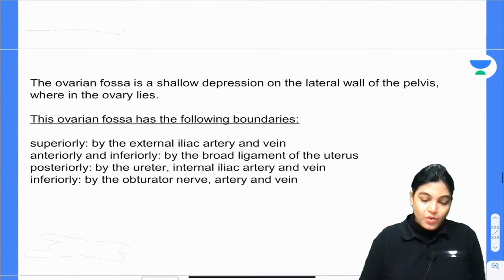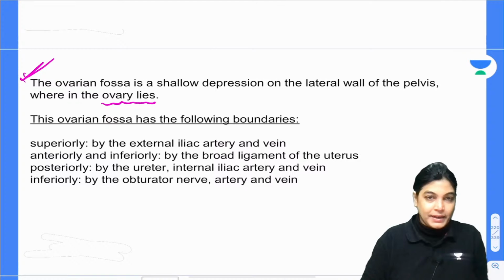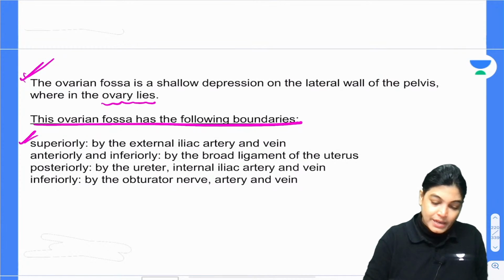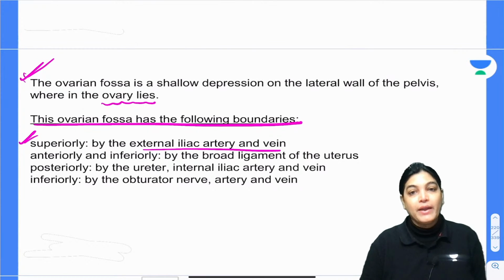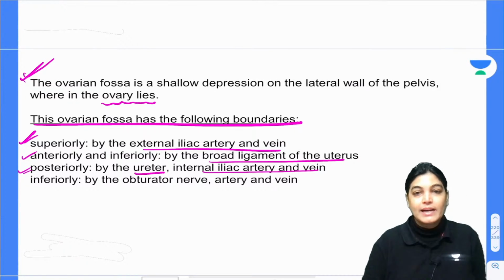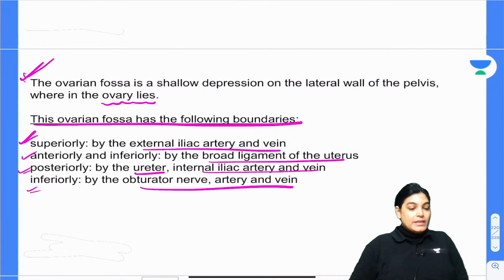Ovarian fossa is a shallow depressed area lying in the lateral pelvic wall where the ovary is located. If we talk about its boundaries, it is superiorly bounded by the external iliac artery and vein, anteriorly and inferiorly by the broad ligament of uterus, posteriorly by the ureter, internal iliac artery and vein, and inferiorly by the obturator nerve, artery and vein. So please learn the boundaries of the ovarian fossa by heart.